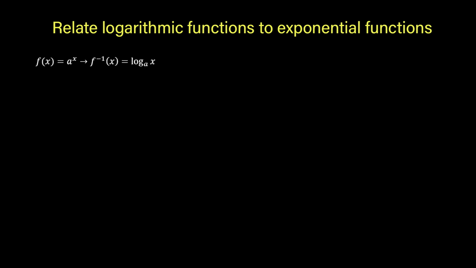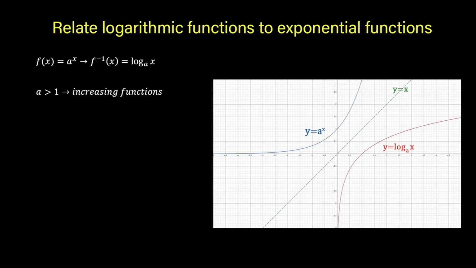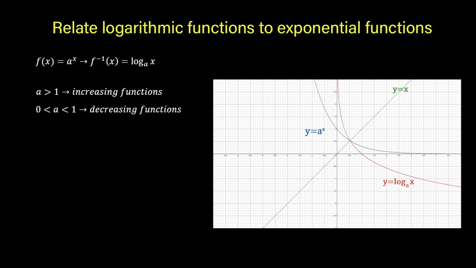The general shape of the graph of the logarithmic function depends on the value of the base. When a is greater than 1, the exponential function is an increasing function, and the logarithmic function is also an increasing function. When a is greater than 0 and less than 1, the exponential function is a decreasing function, and the logarithmic function is also a decreasing function. The y-axis is the vertical asymptote for the logarithmic function. The x-axis is the horizontal asymptote for the exponential function. The x-intercept of the logarithmic function is 1, while the y-intercept of the exponential function is 1.